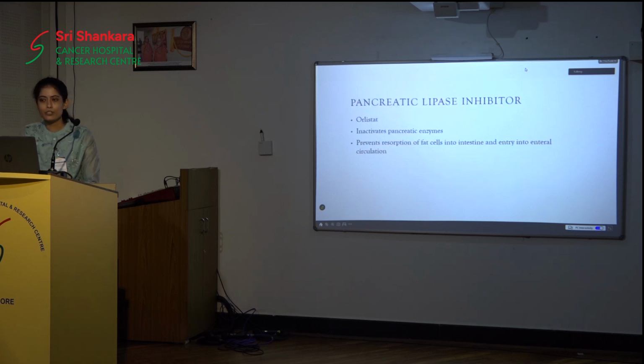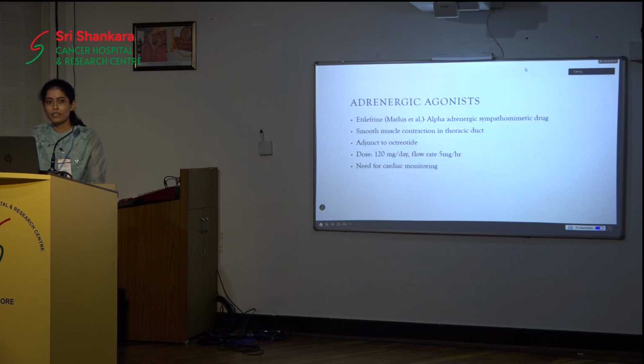So the other agents which are not that frequently used, one is the pancreatic lipase inhibitor orlistat, which inactivates the pancreatic enzyme. The other is the adrenergic agonist, that is epinephrine. It is an alpha adrenergic sympathomimetic drug which causes smooth muscle contraction at the thoracic duct. It has been used in one study as an adjunct to octreotide. It, however, needs to be used very carefully and requires cardiac monitoring.